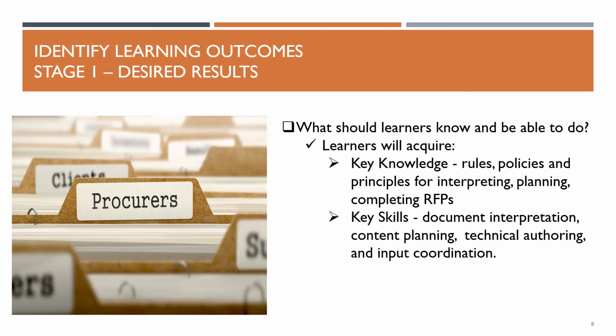Also, in designing the course, it is necessary to know what exactly learners should know and what learners should be able to do. Learners will need to acquire key knowledge and key skills. For example, in public procurement, key skills for doing RFPs would include input coordination, content planning, document interpretation, and technical authoring. Similarly, key knowledge for RFPs would be the rules, policies, and principles for interpreting, planning, and completing these documents.